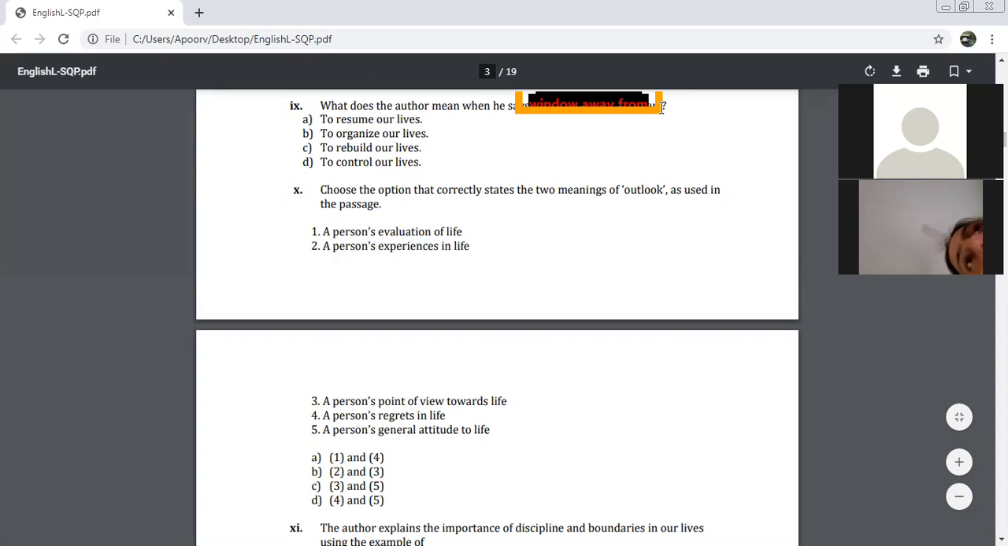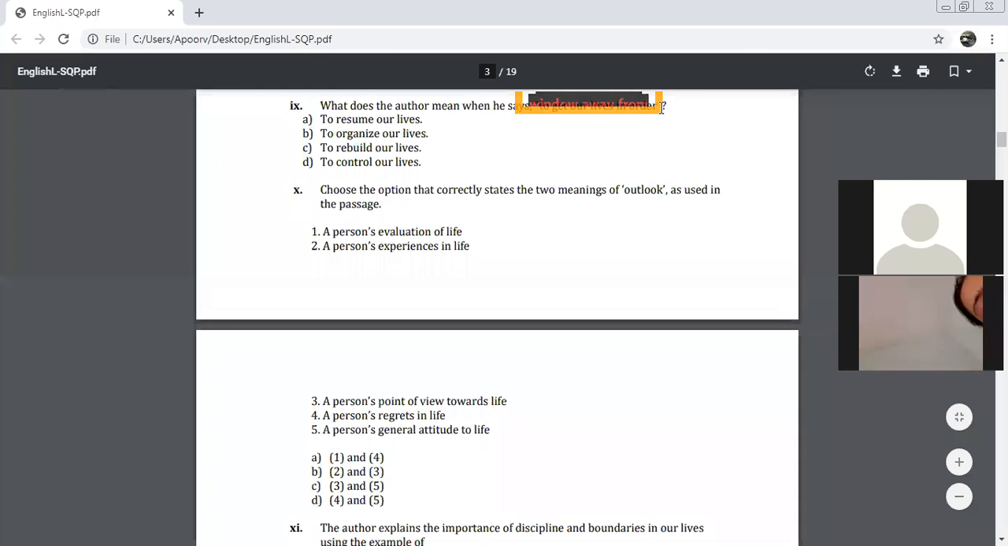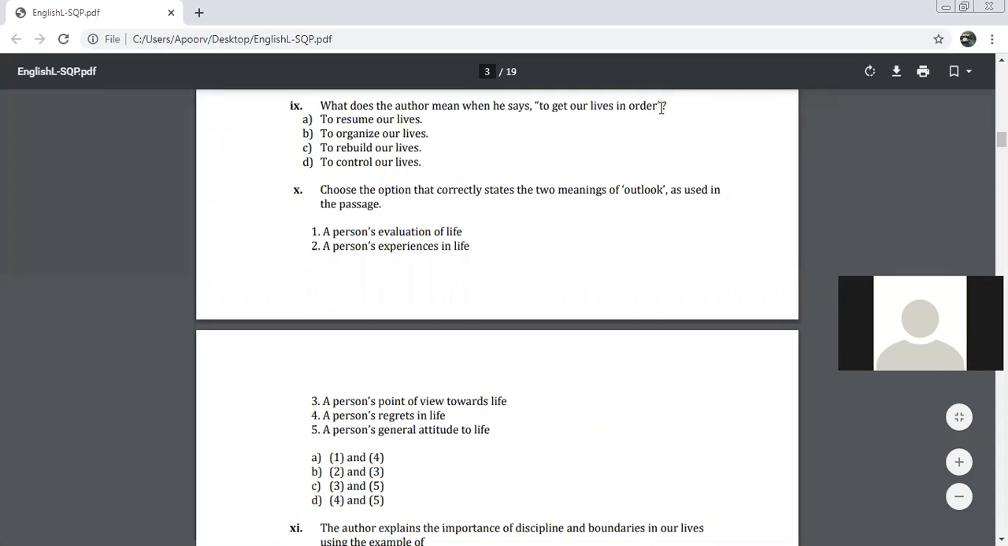Let me see how many are done. Raise your hands if you have also finished all the 10 questions. Okay. Three of you. Take 1 minute more. Hurry up, children. Hurry up. Others, what are you doing?